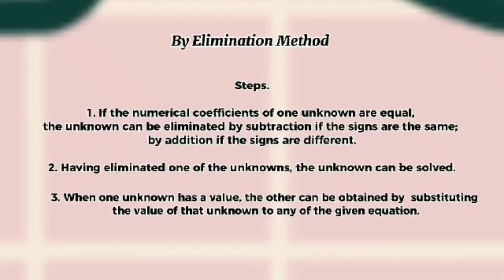And now, let's proceed to the second method, which is the elimination method. In order to solve this, we have 3 steps to remember. Number 1, if the numerical coefficients of one unknown are equal, the unknown can be eliminated by subtraction if the signs are the same, by addition if the signs are different. The second one, having eliminated one of the unknowns, the unknown can be solved. And the third one is, when one unknown has a value, the other can be obtained by substituting the value of that unknown into any of the given equations.